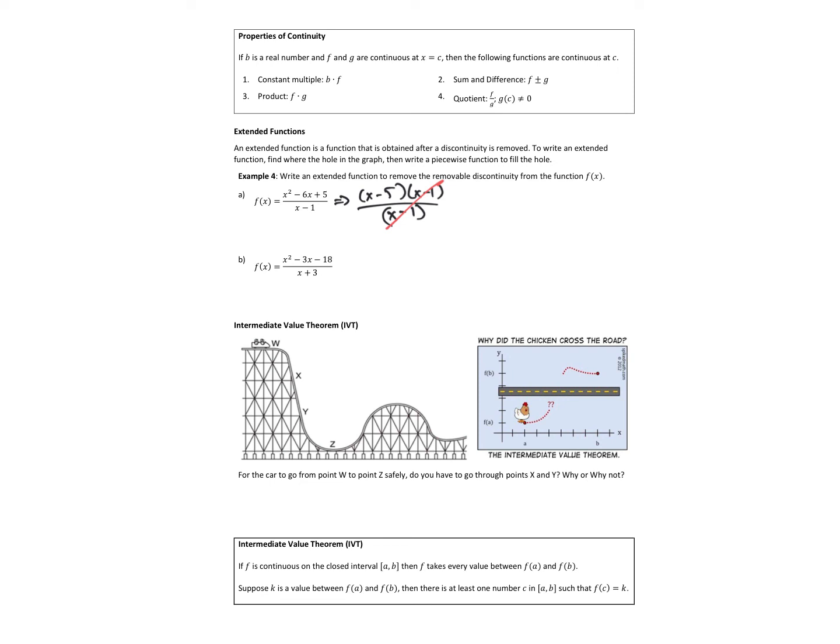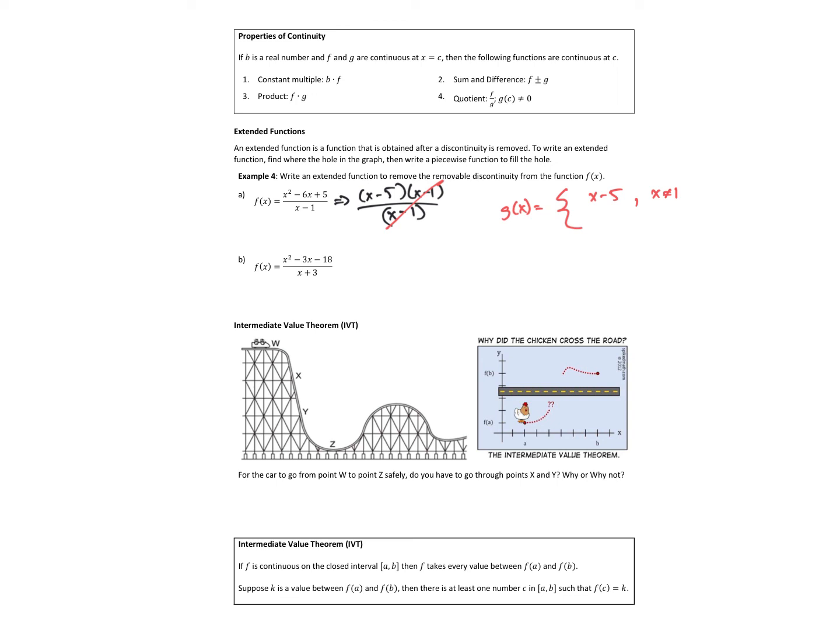So I'm going to make an extended function. I'm going to call it something else. We'll call it g of x here. And it's going to be x minus 5 everywhere except for when? 1. x cannot equal 1. Why can it not equal 1? Because it's going to be a hole.